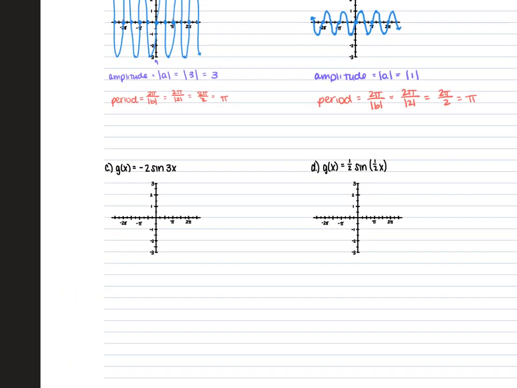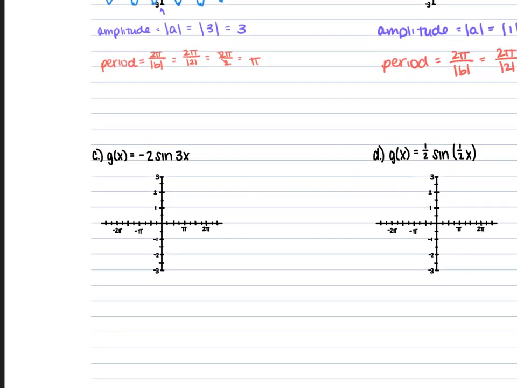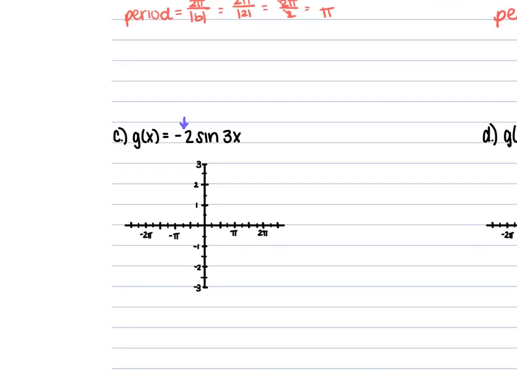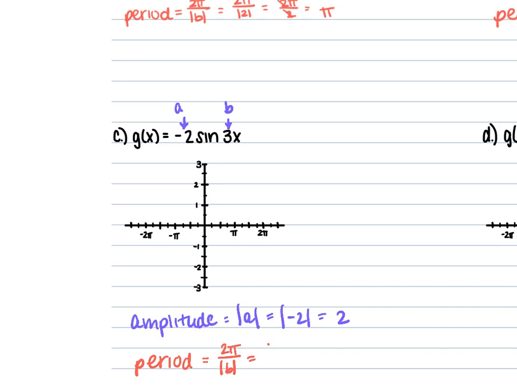For c, we have g of x is equal to negative 2 sine 3x. So our a is the negative 2, and our b is the 3. So for this one, we have an amplitude of the absolute value of a, which is the absolute value of negative 2, which is just 2. And a period of 2 pi over the absolute value of b, which is 2 pi over the absolute value of 3, and that's 2 pi over 3.